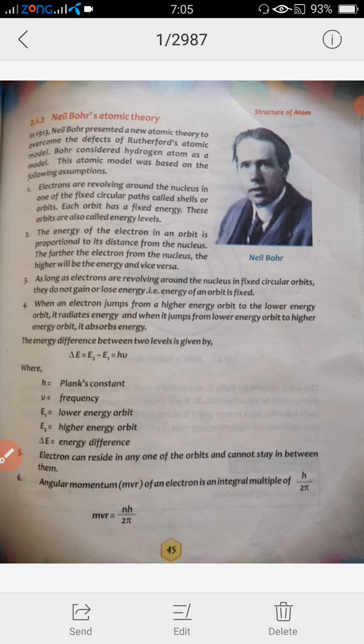So the sixth point is that the angular momentum of an electron is the integral multiple of h by 2 pi. Therefore angular momentum, momentum is mv, and r is the radius of the circular path. So angular momentum will be mvr. Now we will equalize the equation. mvr is equal to nh by 2 pi.